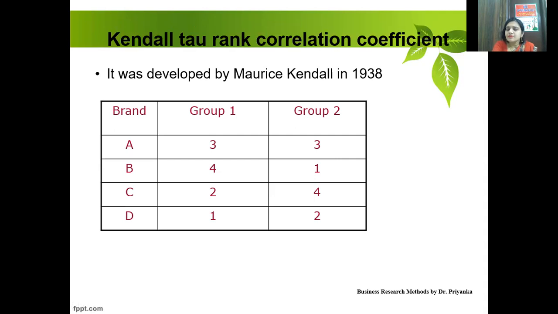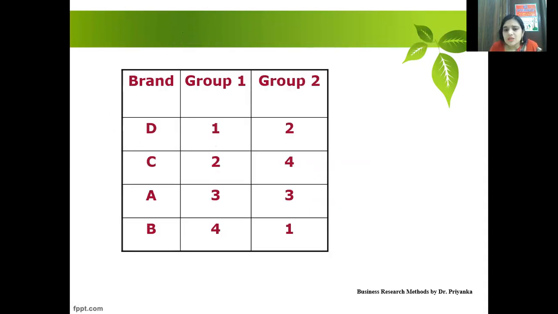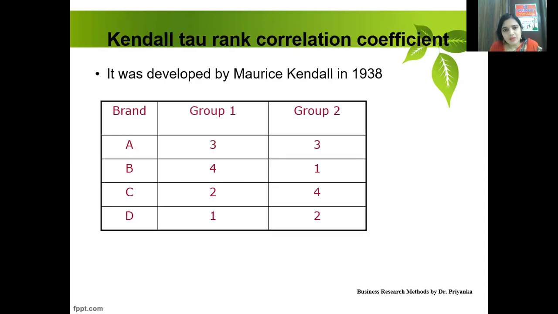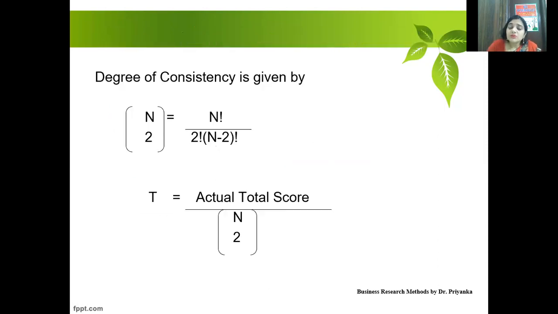You can even rearrange it like this, or you can go ahead with this particular table as well. And this is the formula for checking the degree of consistency. That is n divided by 2, n multiplied by n minus 2, and P would be the actual total score divided by n by 2. So this is how you'll be calculating this degree of consistency for Kendall-Tau.